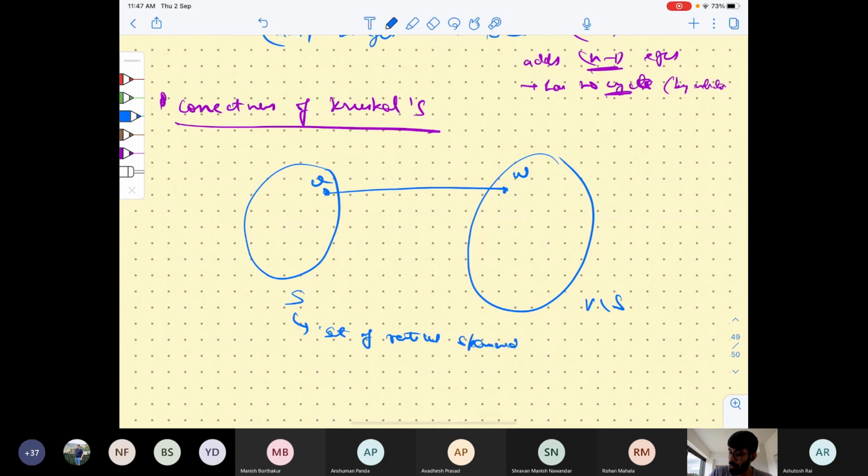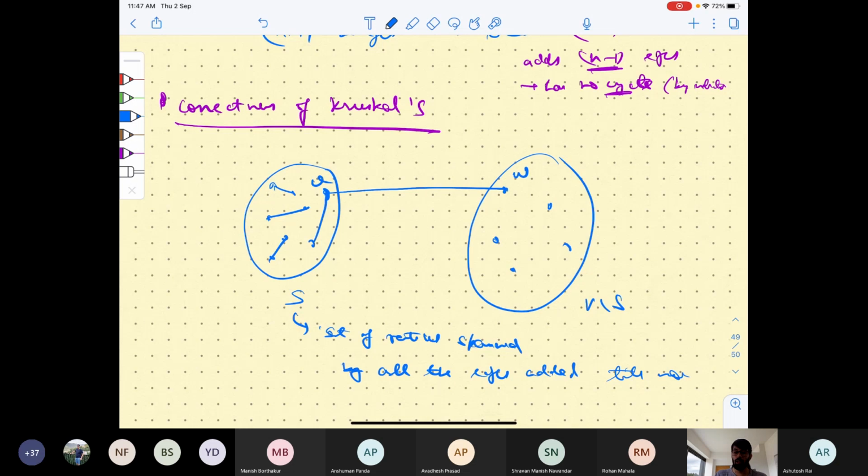Spanned by all the edges added till now. And now at this stage, this VW is being added. So V is also an endpoint of something and so on. So this is S, and none of the edges incident to these guys have been added, right? So this is how you got this S and V minus S.